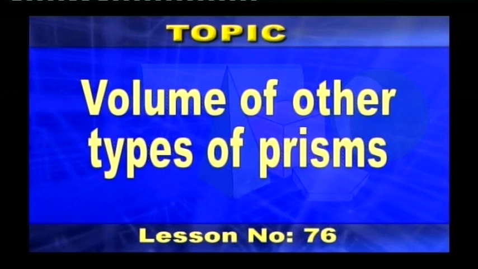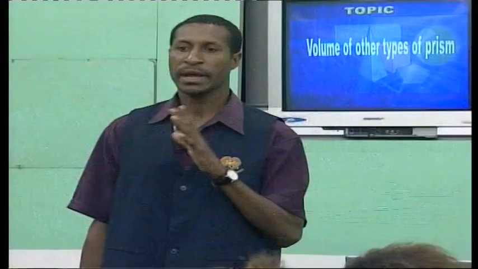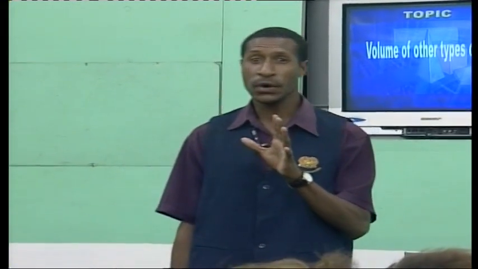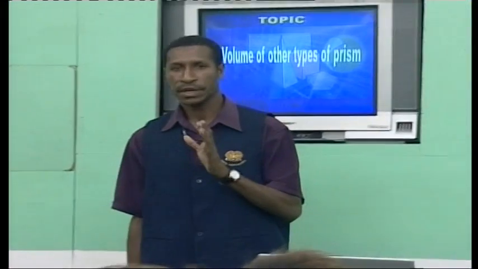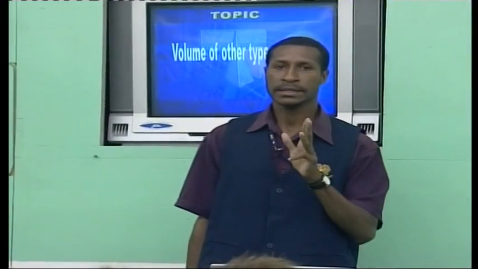Now receiving students in 7Os, our lesson topic for today is on volume of other types of prism. Now we looked at rectangular prism, and a rectangular prism is a three-dimensional solid shape which has a height, length, and a width.